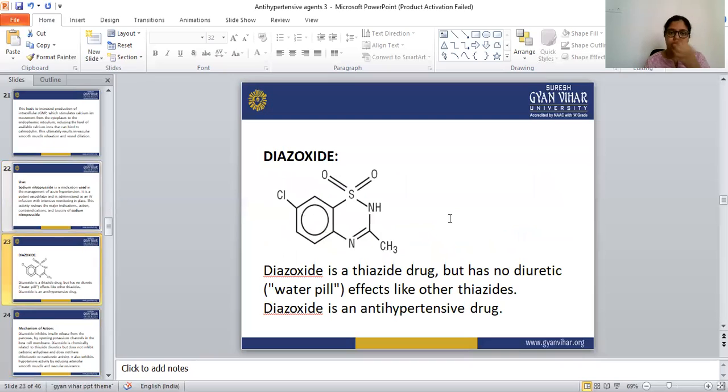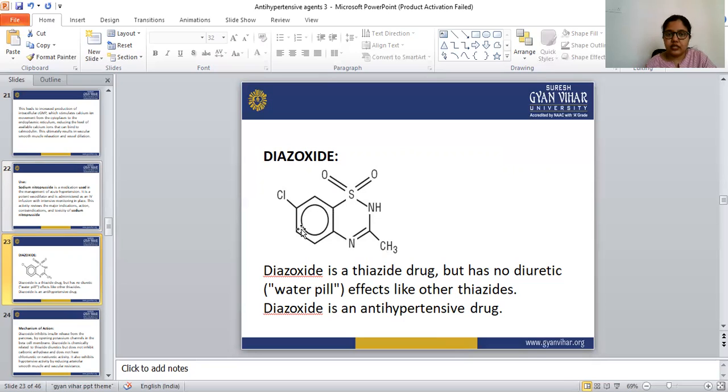Next drug is diazoxide. Diazoxide is a thiazide drug, but it doesn't have any diuretic activity. Why doesn't it have any diuretic activity? Because it shows antihypertensive activity, and it is also used in the treatment of hypoglycemia. So why doesn't it show diuretic activity?